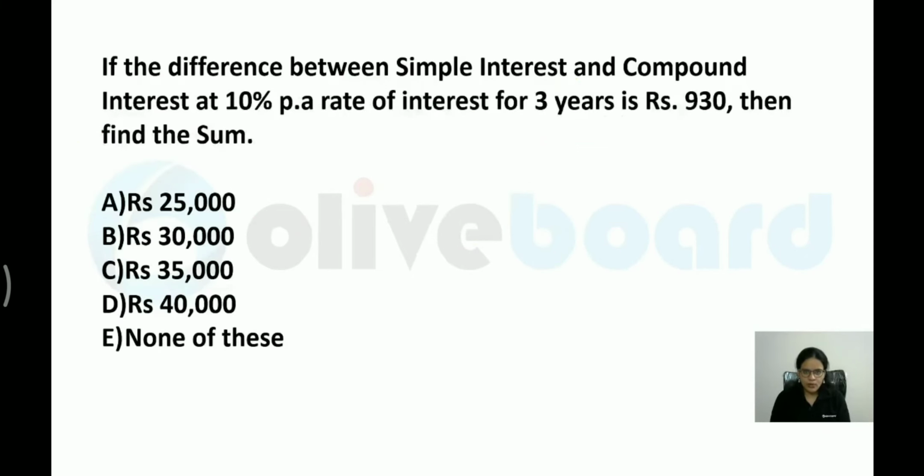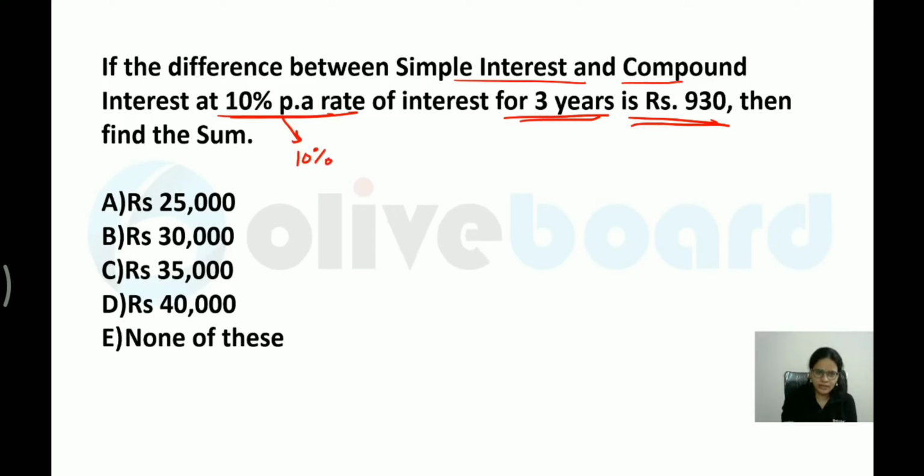Okay, now let me move on to the last question, the difference when the number of years is 3. What is given? The difference between simple interest and compound interest at 10% per annum rate for 3 years is 930. Now how will you solve this question? Whenever you are getting it for 3 years, write down the rate as a fraction. You can use the formula. I have given you the formula, but if you do not want to use the formula, please learn this method over here.